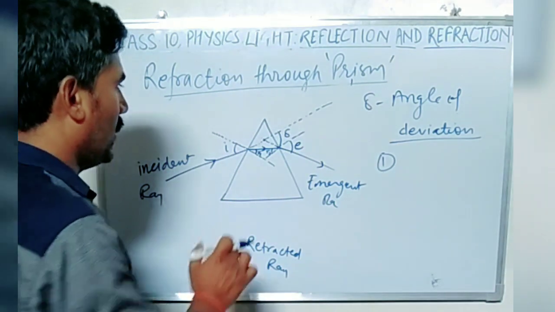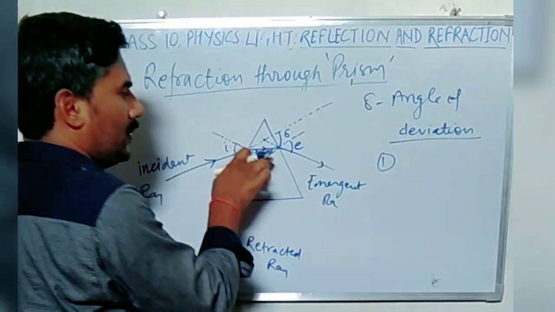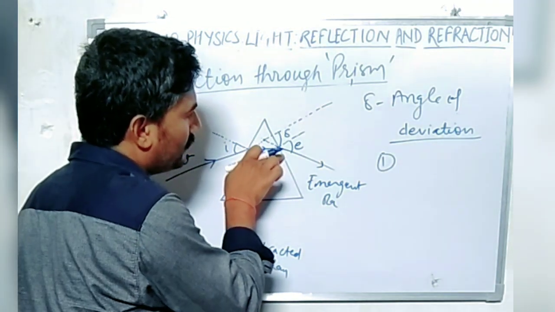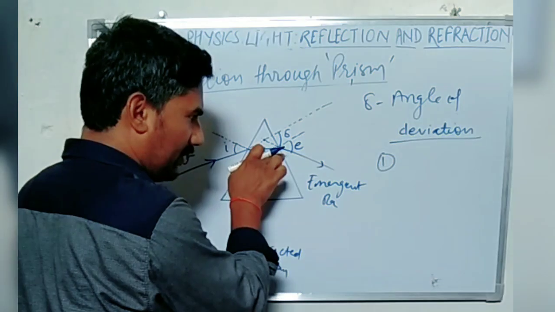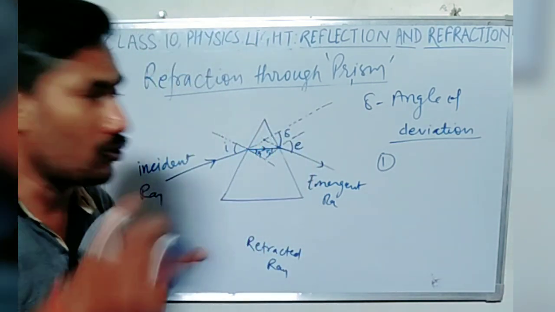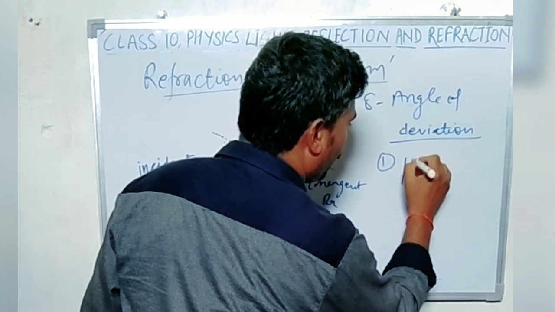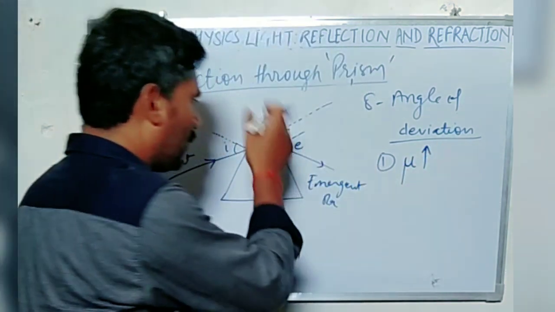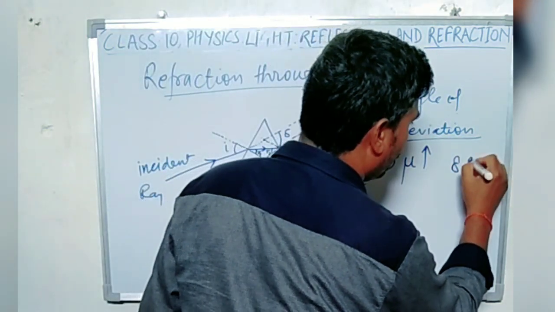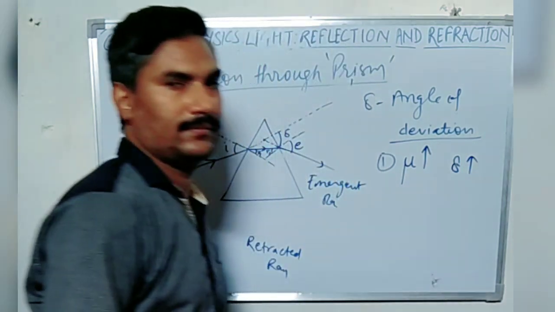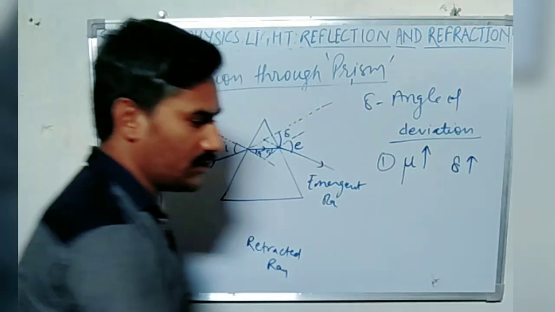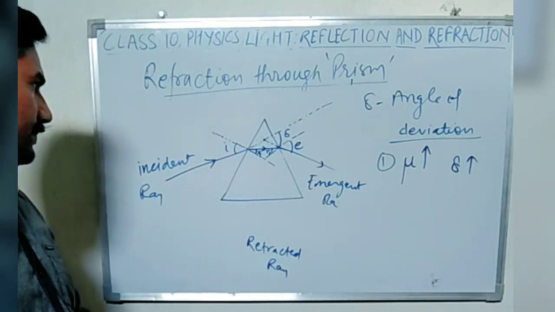Yes or no? If it is bent more, then the direction of the refracted ray will be somewhere here, and when it emerges out, it will be somewhere else. So the angle of deviation will be greater. So we can say that if the refractive index of the triangular prism is high, then the angle of deviation will be greater. If we increase the refractive index of the prism, the angle of deviation will also increase.